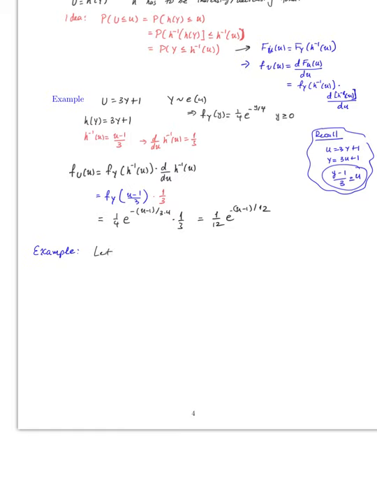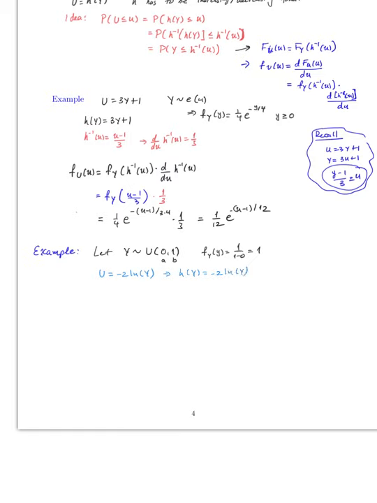Let's try another example. So let y be a uniform random variable between 0 and 1. So remember, this is a and b. That means the f of y is 1 over 1 minus 0, which is just 1. And define u to be minus 2 ln of y. So therefore that means that h of y is equal to minus 2 ln of y.